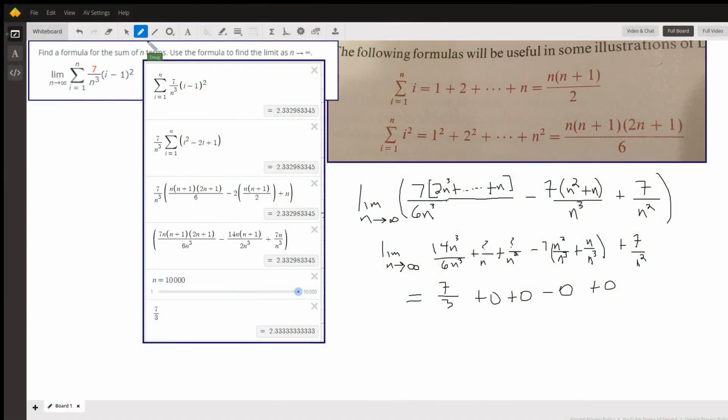Using properties of summation formulas to rewrite this without summation notation, and then we're going to take the limit as n approaches infinity of that new expression. Here are two of the main properties that we're going to be using for summation notation. There's a couple others. First of all, the 7 over n cubed, that's a constant, so we can move that out front like I did here.